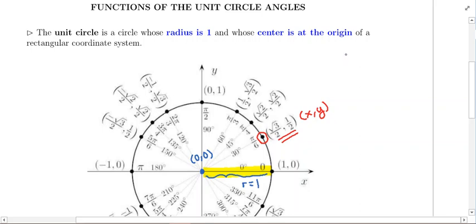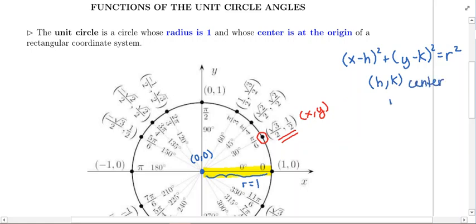Any circle has the equation (x − h)² + (y − k)² = r². That's just the generic equation of a circle. When you plug into this formula, x and y stay x and y. (h, k) is the center; these are the coordinates of the center of the circle. And r is the radius of the circle.